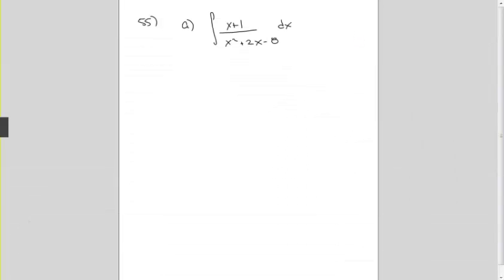Okay, this is problem 55, section 5. And it gives us 3 examples. It wants us to evaluate or state which method we would use. We don't necessarily have to do the integration. We just have to state the method.